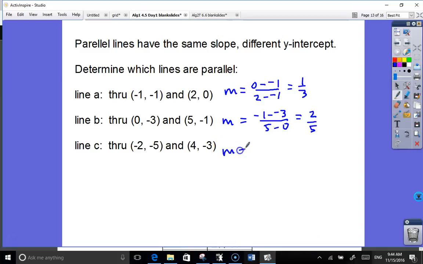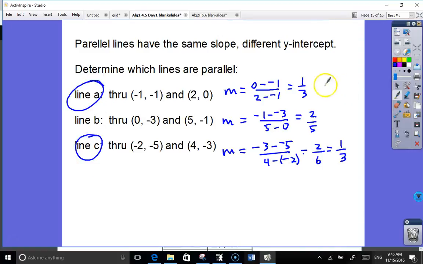And then the last, negative 3 minus negative 5 divided by 4 minus negative 2. Right? Negative 3 minus negative 5 is like negative 3 plus 5, which is positive 2. And 4 minus negative 2 is like 4 plus 2, which is 6. Now 2 over 6 can be simplified, right? To 1/3, right? So which two are the parallel lines? Parallel lines because they have the same slope, right?